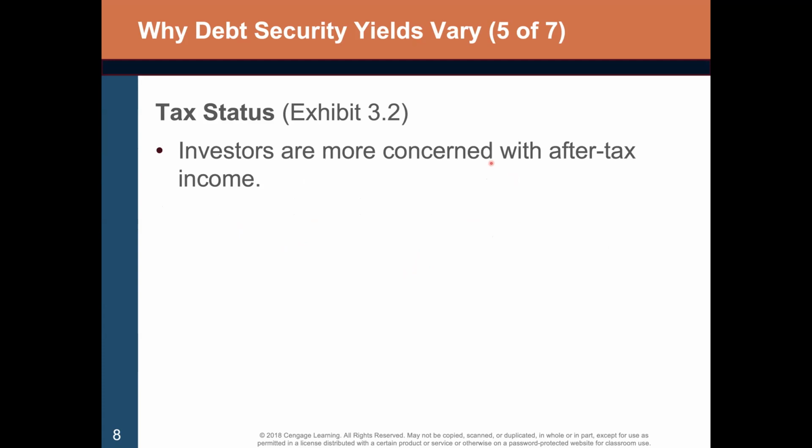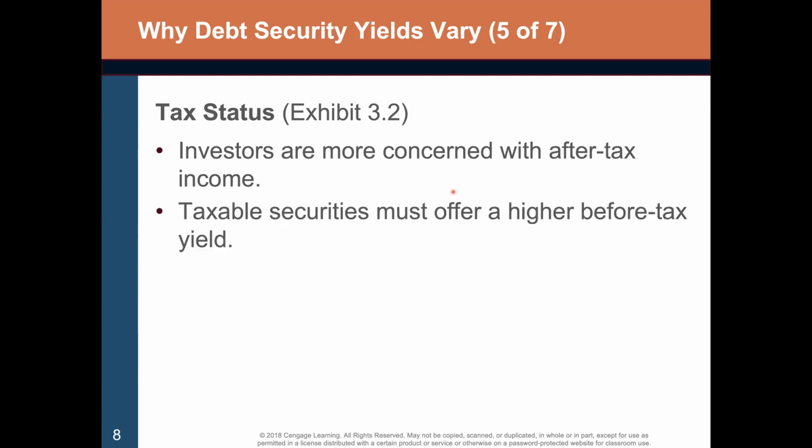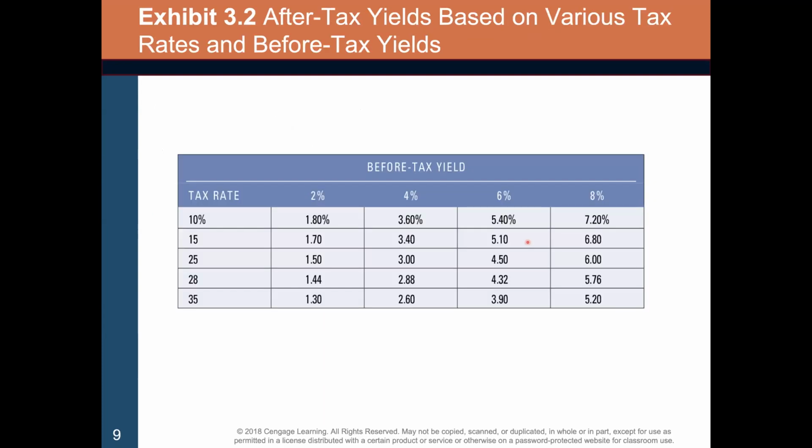Tax status is another key factor. Investors are more concerned with after-tax income. So it really depends on how they're invested and what entity is investing. There are tax-deferred accounts where the trades do not create tax consequences, such as a 401k or an IRA. Taxable securities in a taxable account, like a normal brokerage account, must offer a higher before tax yield because investors will end up having to pay tax.